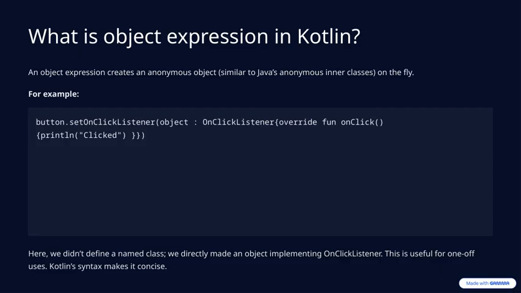What's really nice about Kotlin here is that the syntax is very concise. We don't need to define a class name, just create the object directly. This approach is especially useful for one-off uses, where creating a full class might feel unnecessary. Overall, object expressions help keep our code clean and focused, especially when dealing with simple, single-use implementations. It's a powerful feature that aligns with Kotlin's goal of making code more expressive and less verbose.